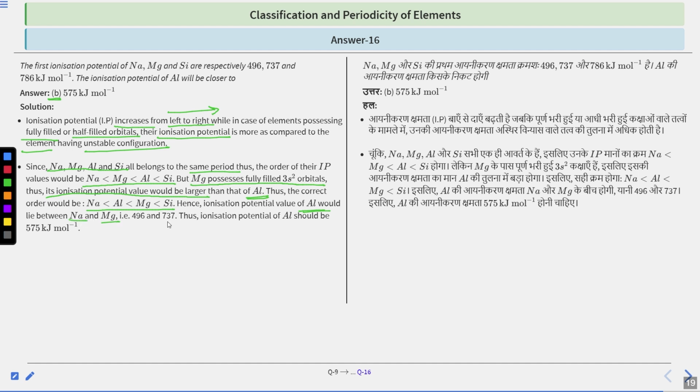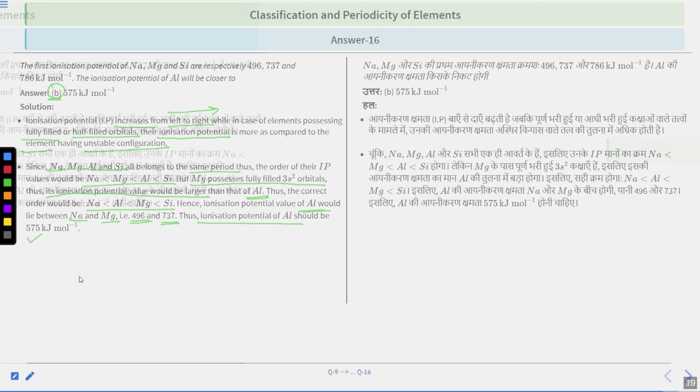You can see, right? For sodium we are given 496, and for magnesium we are given 737. So we just match the values from the options which lie between these two values, and it is 575. Thus, the ionization potential of aluminium should be 575 kilojoule per mole, and thus option B is the correct answer. Okay, thank you.